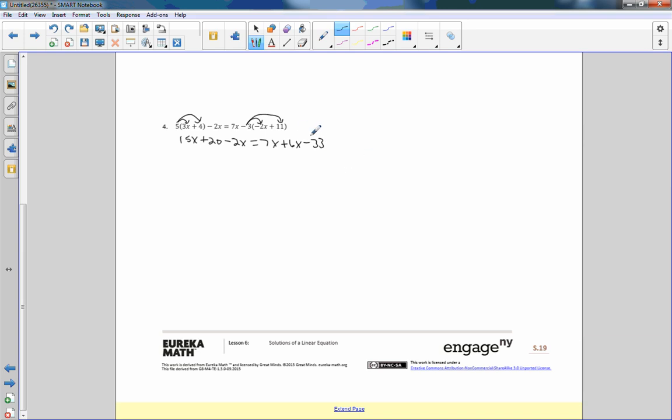So step 1, get rid of the parentheses. Step 2, combine like terms. I have a 15x, and I have a negative 2x. I have a 7x, and I have a 6x. So 15x minus 2x is 13x plus 20 equals 7x plus 6x is 13x minus 33.